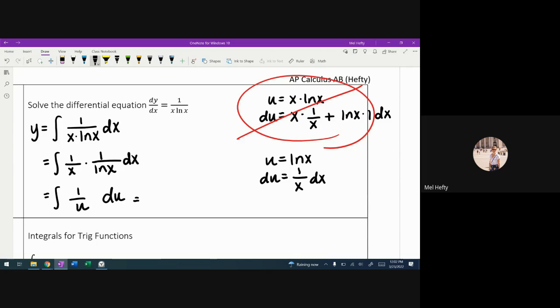All right, get ready for the fun. How do I integrate 1 over u? Natural log, absolute value of u, plus c this time because we don't have any bounds. And then I plug the u back in. What's the u? So we have natural log of natural log of x, plus c.